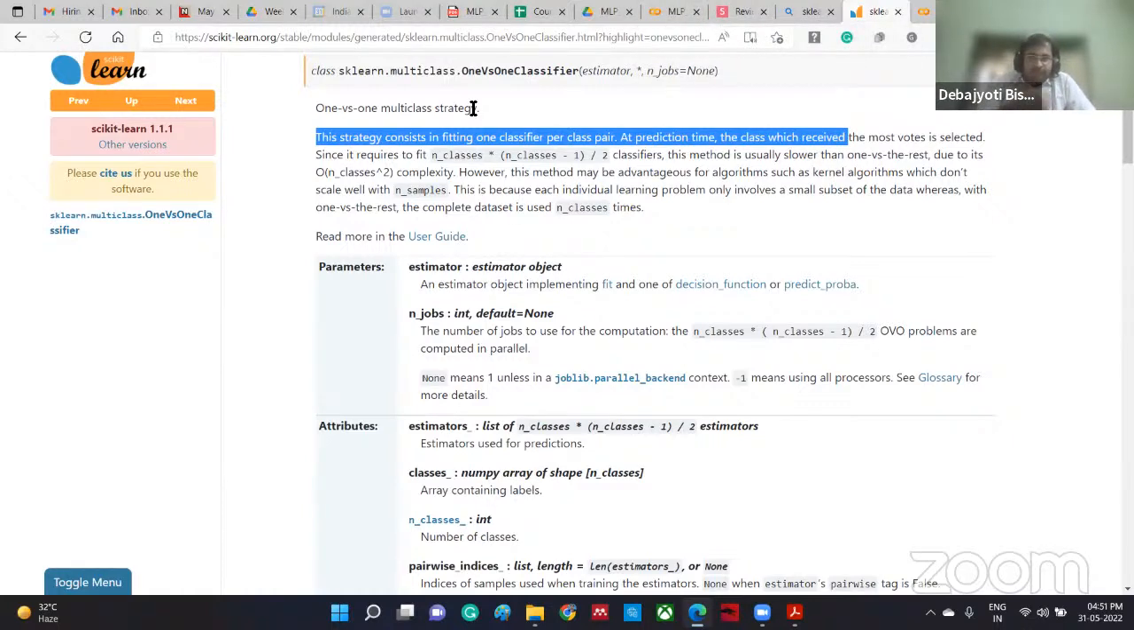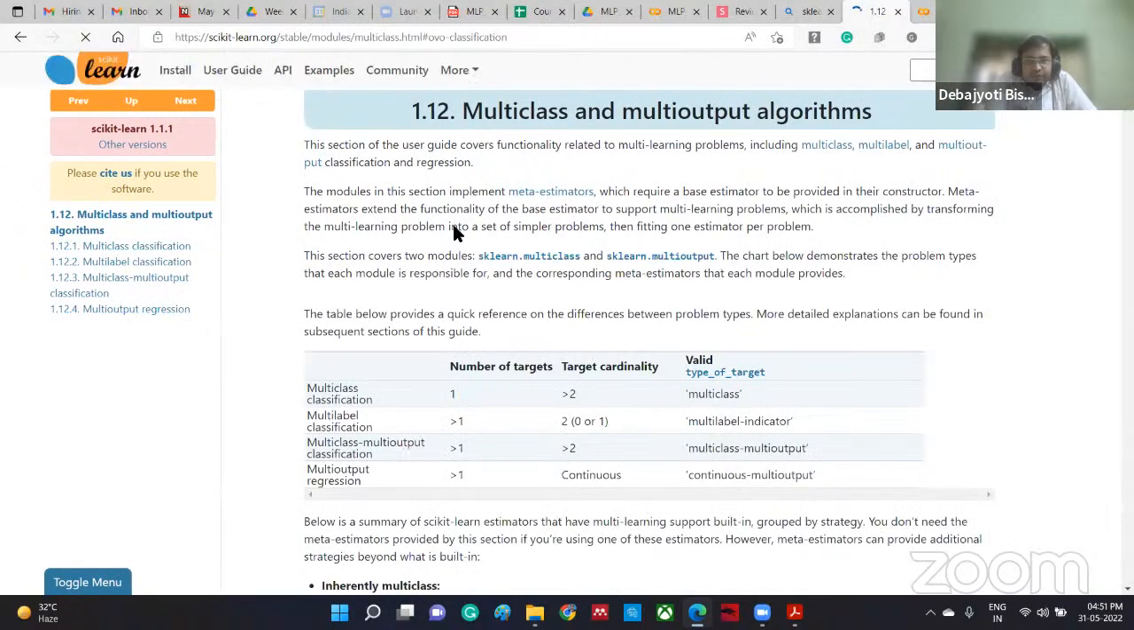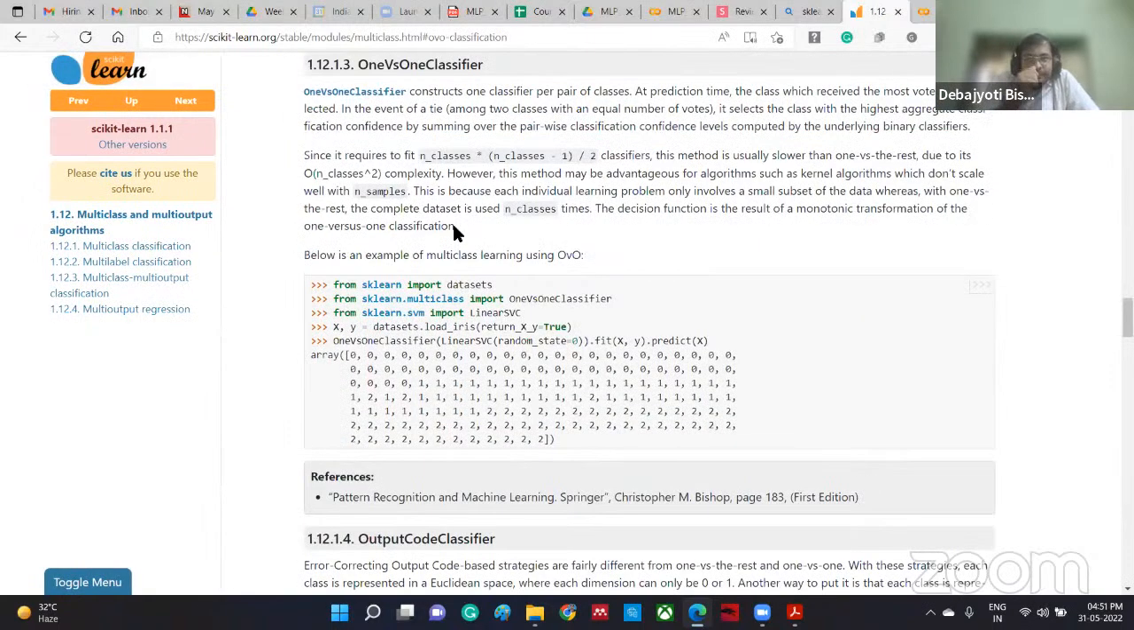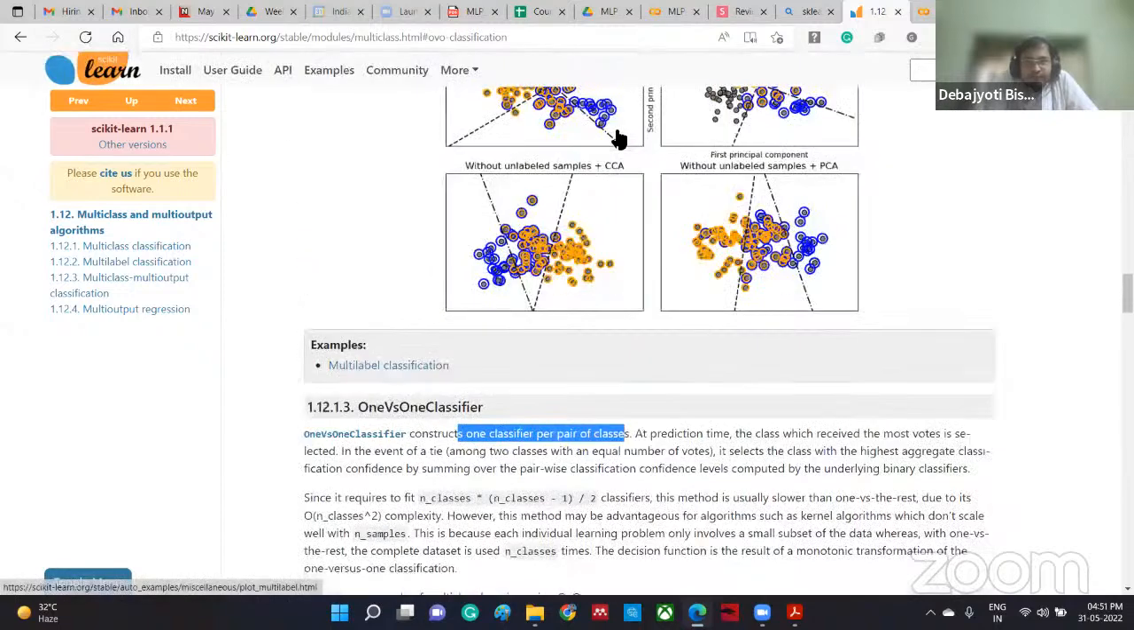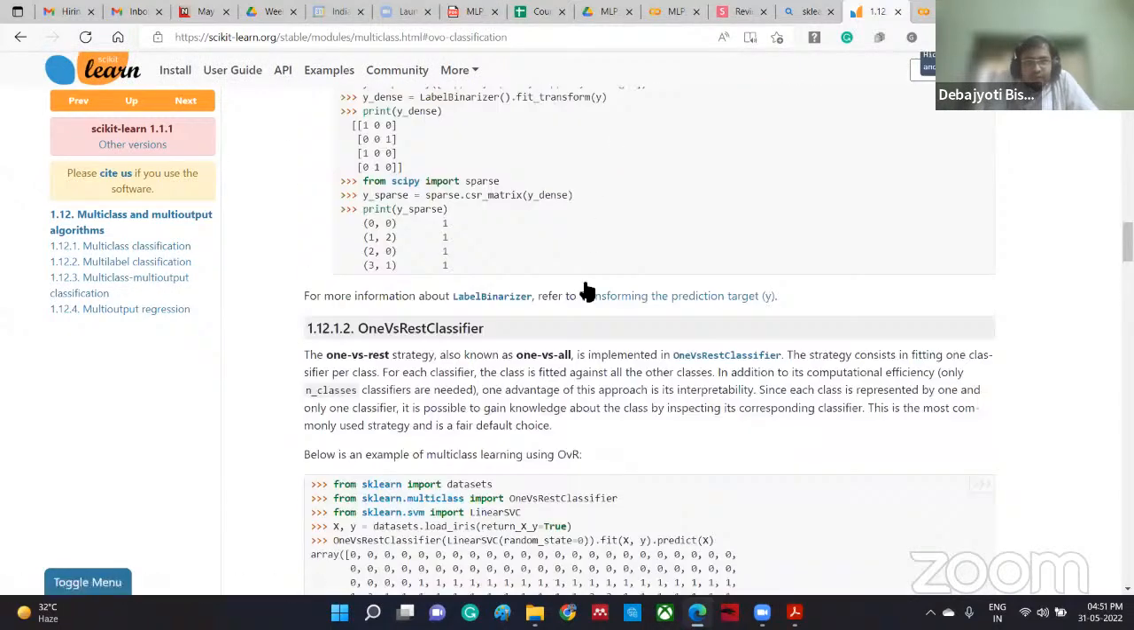So 1 versus 1 consists of fitting one classifier per class pair, and at prediction time, the class which received the most votes is selected. Let me see whether something more is there. So here we construct one classifier per pair of classes. And in 1 versus rest, or 1 versus all, we fit n_classes classifiers, here also one classifier per class.